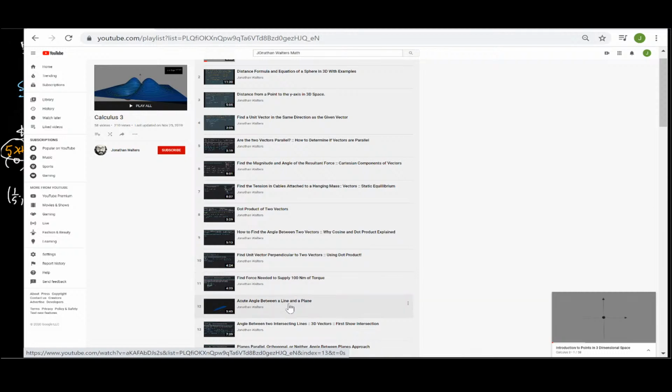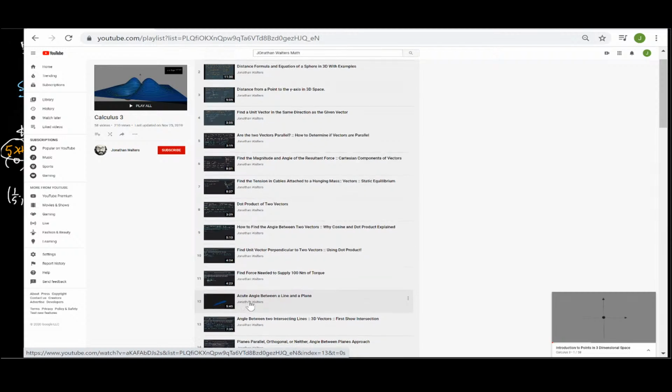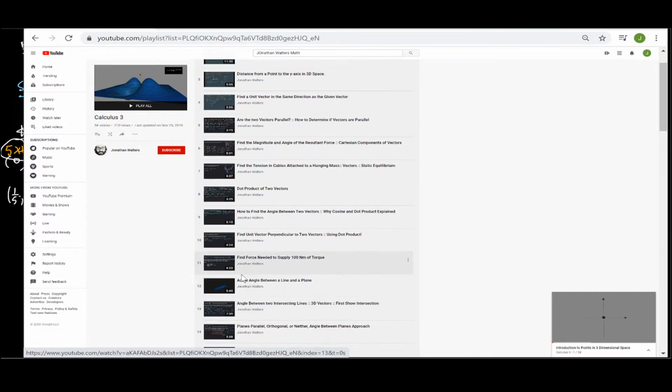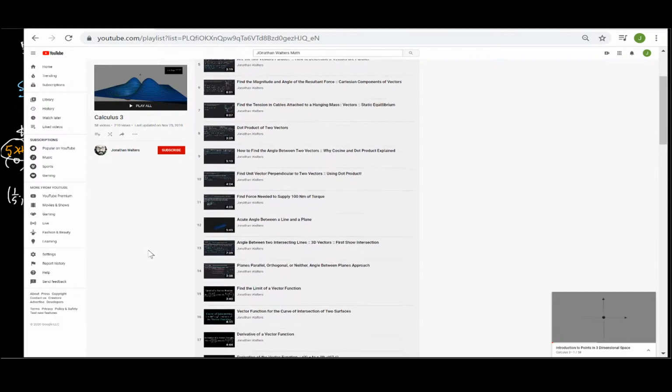Acute angle between a line and a plane. That's a difficult example that I just threw in. It's not actually in the textbook or anything like that I know of, but I just threw that in as an extra example. It's a really good one. It's kind of tough conceptually, just to make sure you get the acute angle. Angle between intersecting lines. First, show that they intersect, so that would be good. Are the planes parallel, orthogonal, or neither? Find the angle between the planes.